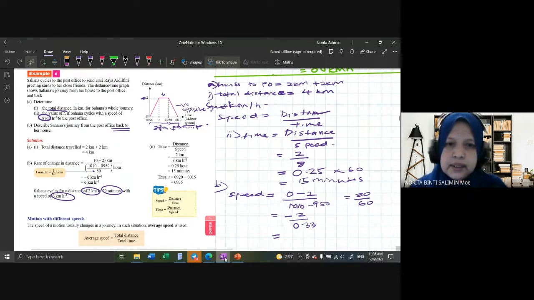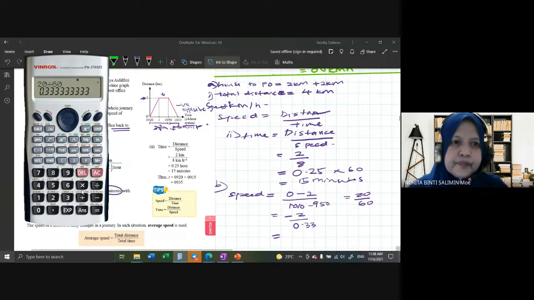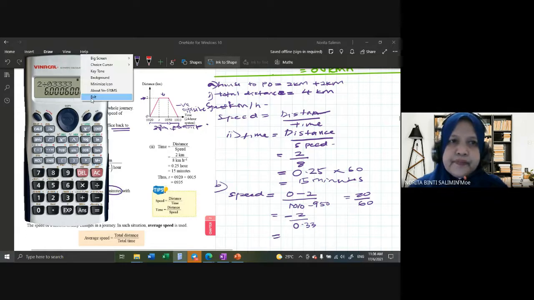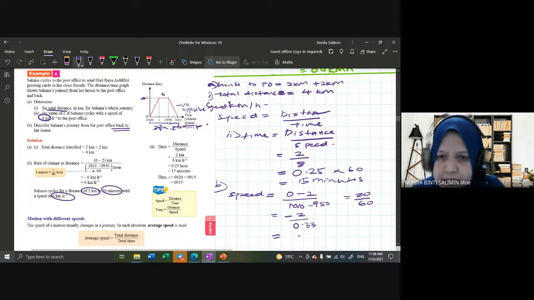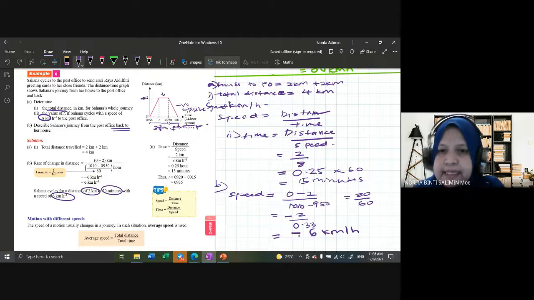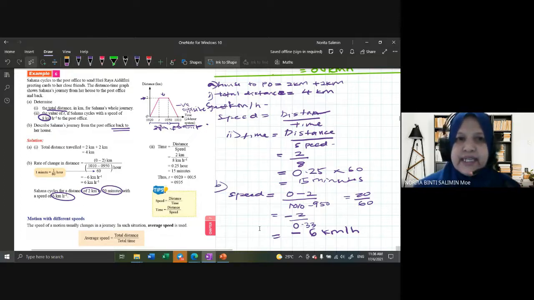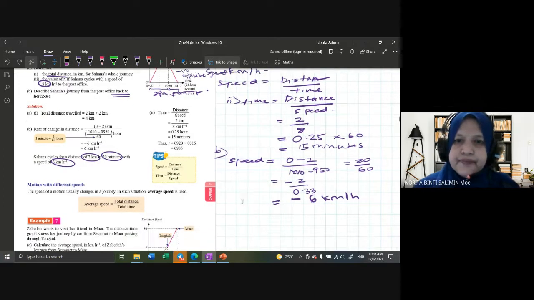0.33. Okay, and then kita bahagi, kita dapat berapa? 2 bahagi 0.333 dapat 6. So dekat sini 6. So dapat negatif sebab dia 6 km per hour. Negatif sebab dia opposite way, daripada post office patah balik ke rumah. Okay. Can you understand? Boleh faham tak?